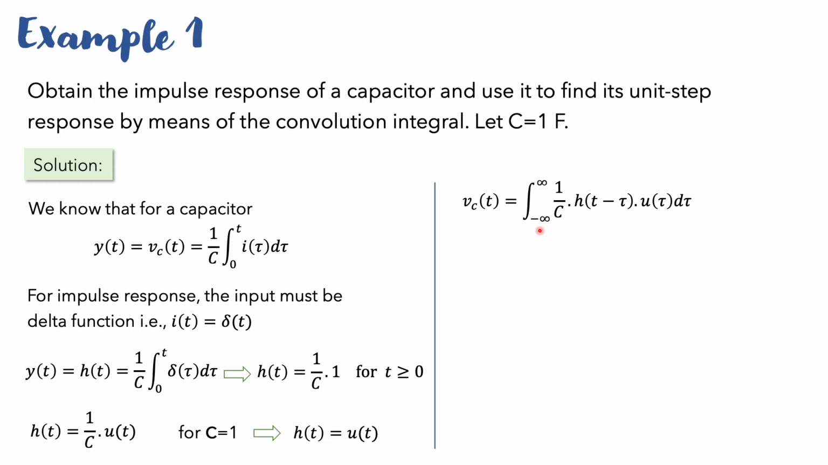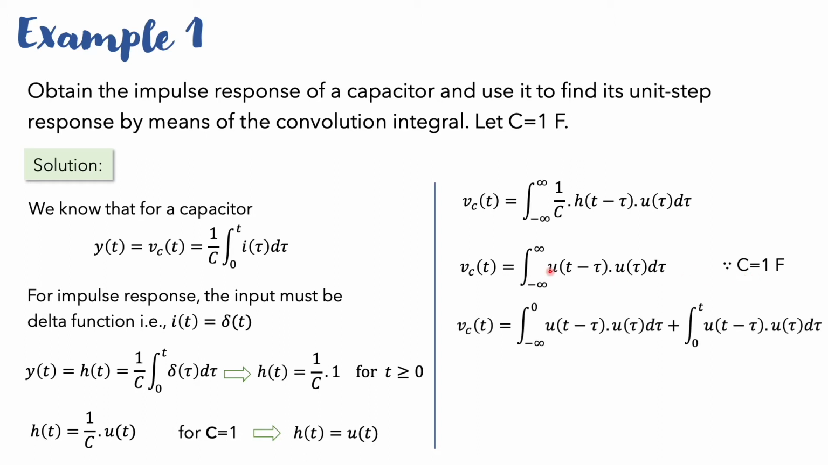And we perform integration from minus infinity to plus infinity. The capacitance is constant, we can take it outside, and the impulse response, since it was u(t), we can replace it with this one, the shifted unit step function. And C is equal to 1, so it does not matter. After multiplying the whole expression with 1, it will stay the same, because C was equal to 1 farad.